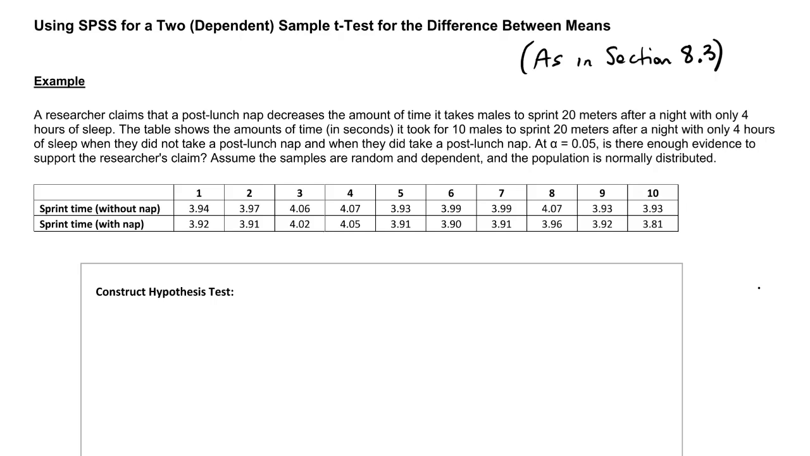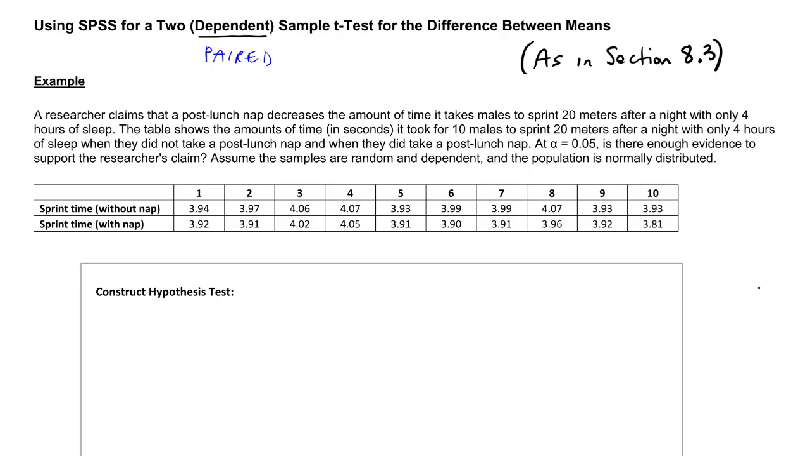So now let's use SPSS for two dependent samples. Or in other words, two paired is another way of saying that. So the paired sample t-test for the difference between means, as we did in section 8.3. All right, so let's take a look and see how we set this up and then how we use SPSS.